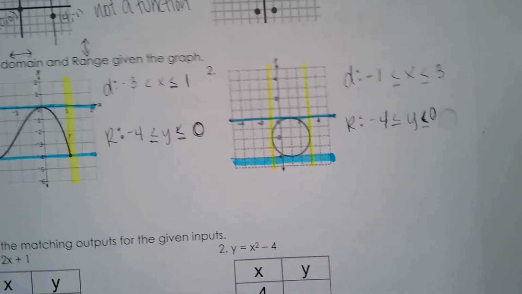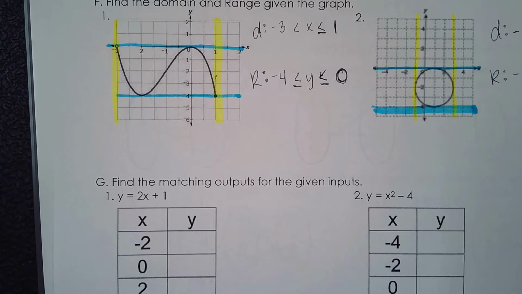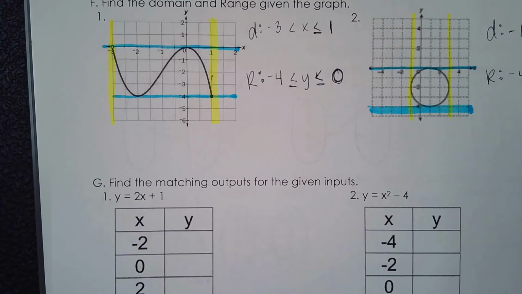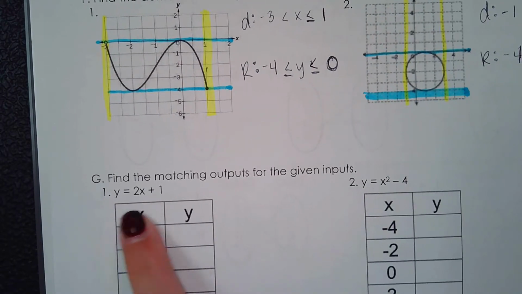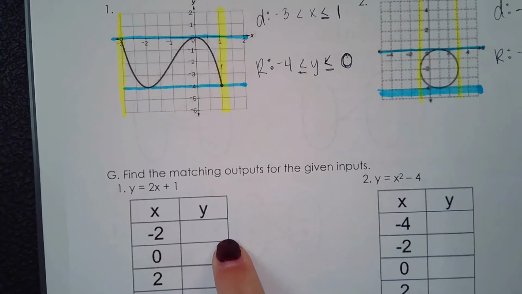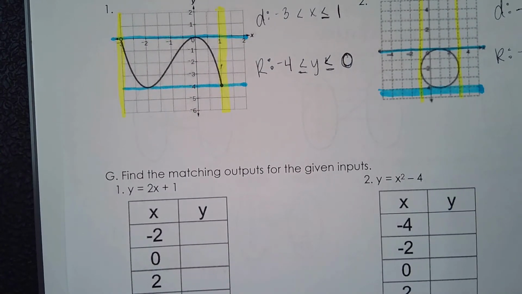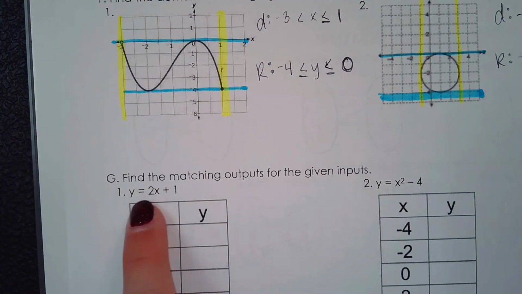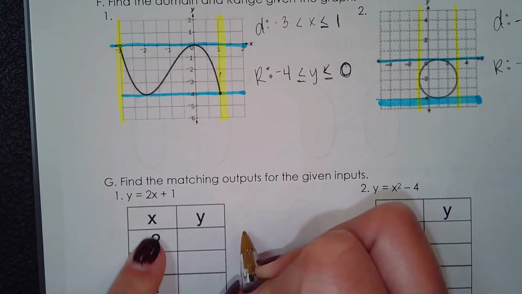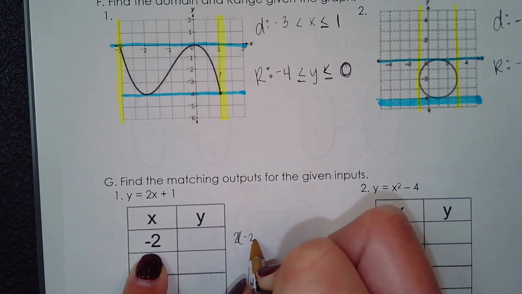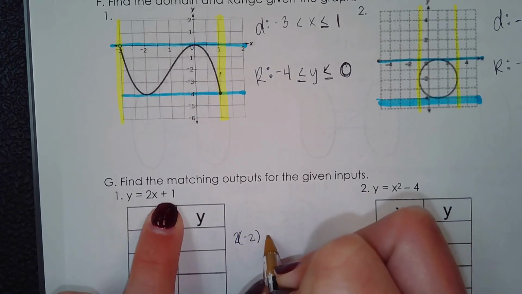Alright, so the last thing that we want to do, we want to find the matching output for the given input. So again, your output's like your y, your input is like your x. So they give you a function rule, and they're giving you a bunch of values for x. So how can we find what y is? Plug it in. Exactly. So for the first one, we've got -2 for x, so you're going to plug -2 into your function. I'm going to write off over to the side what we're doing. So we've got 2 times -2, because that's what we're plugging in for x, plus 1.